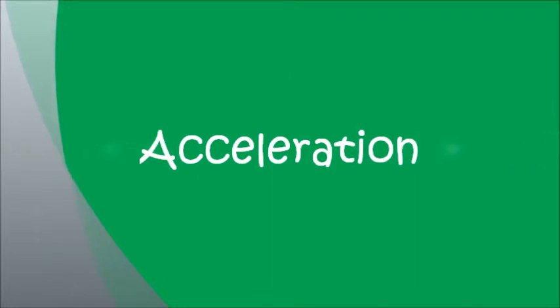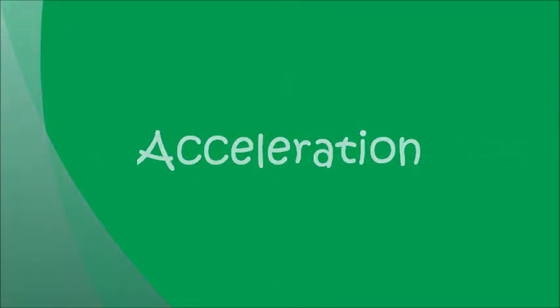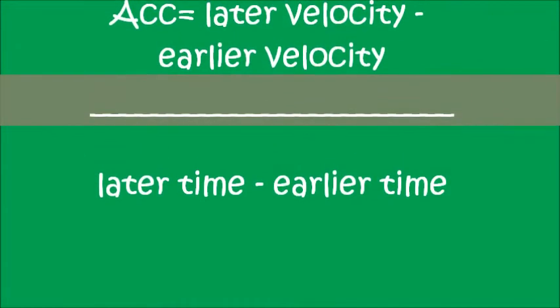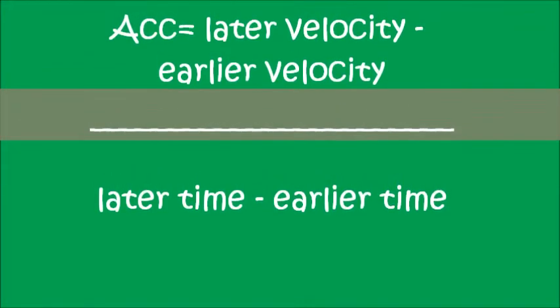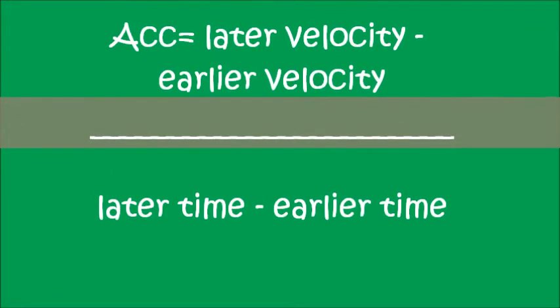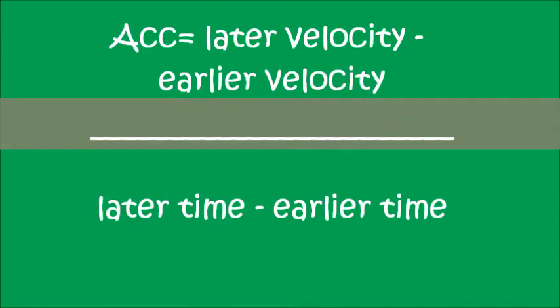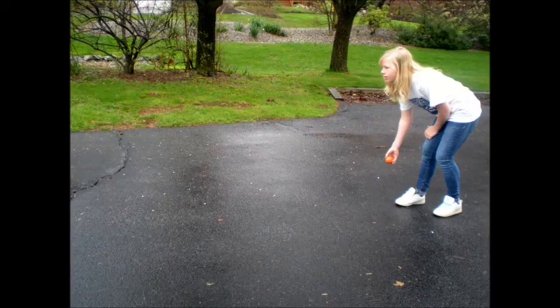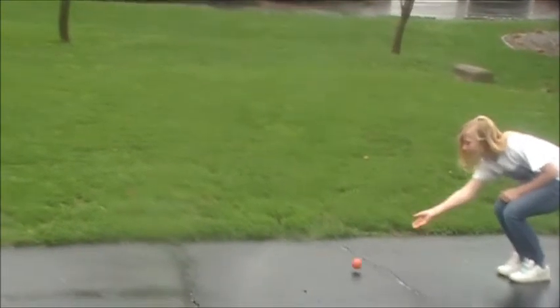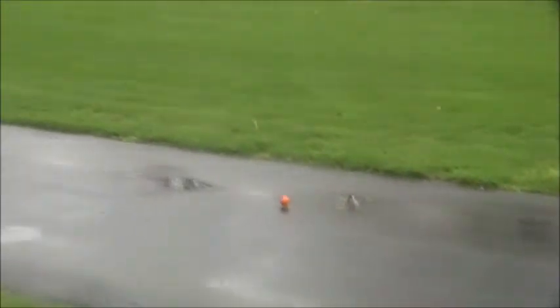Acceleration is the rate that an object changes its speed and direction at. To calculate acceleration, you do the later velocity minus the earlier velocity over the later time minus the earlier time. Erin will roll the ball up the driveway with her hand, and it will show how the ball will speed up. When the ball nears the end of the driveway, it will slow down.